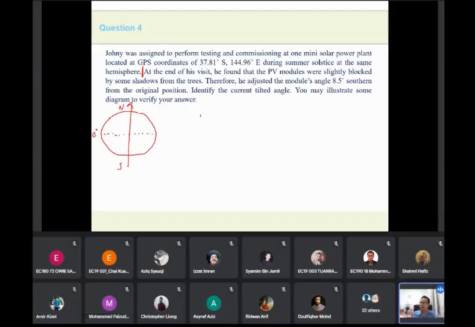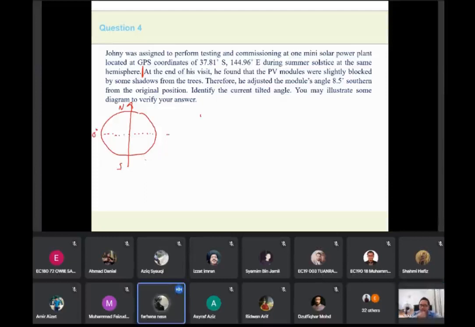Next one is what? Draw the sun. Draw the sun is too early. Location of Johnny. Yes. Where is the location of Johnny, Farhana? Yes, Farhana. Okay, ada Farhana. Where is the location of Johnny? Where should I put him?